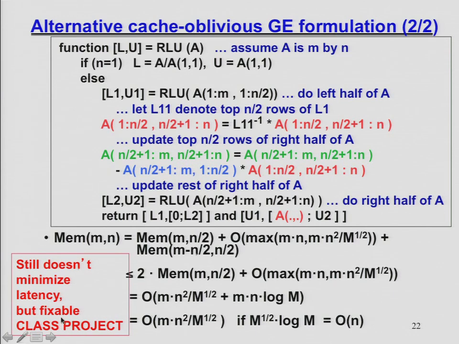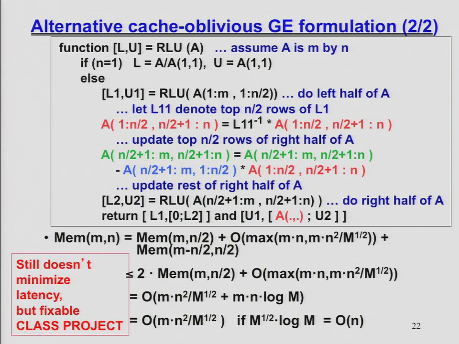But we recently discovered a way to fix it, and so there is a class project, if you're interested, to take our new version of this algorithm and implement it and see how fast it actually goes. It's not clear to us. I mean, it does asymptotically hit the lower bound, both for latency and for bandwidth, but whether it actually is faster than this, we don't know yet. So anyway, that's the current status of that.